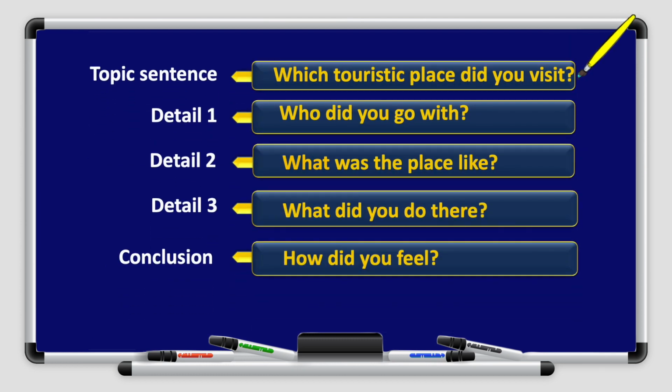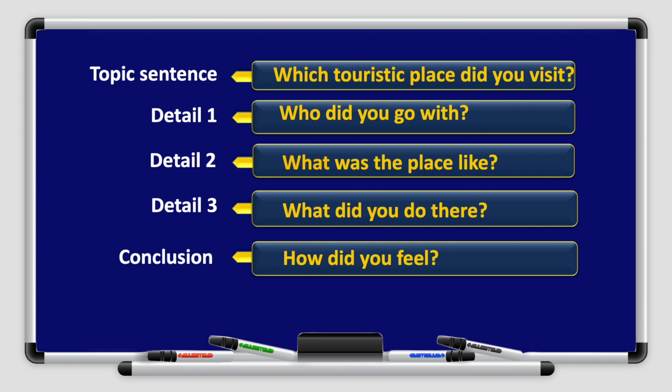Let's go to the topic sentence. Which touristic place did you visit? Answer in phrases. Detail number 1, who did you go with? Detail number 2, what was the place like? So try to describe it here. Detail number 3, what did you do there? Try to describe more and add little details. Your conclusion, how did you feel?